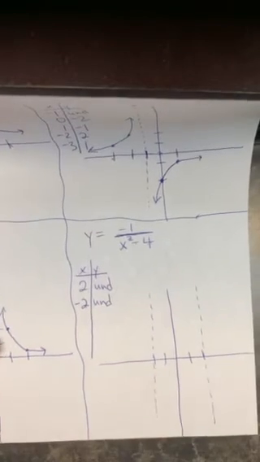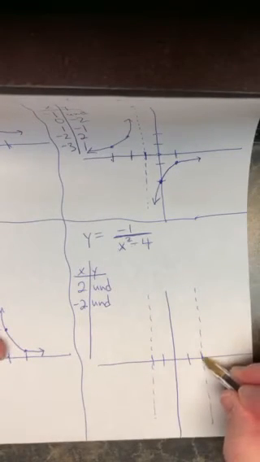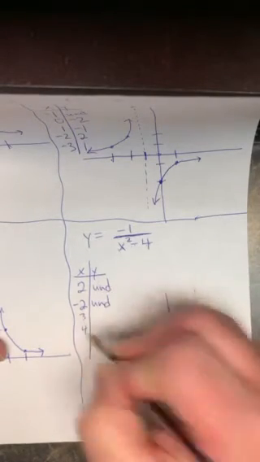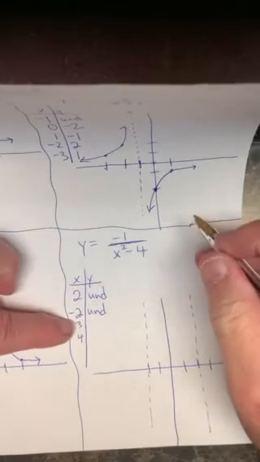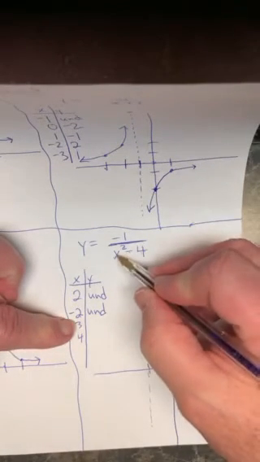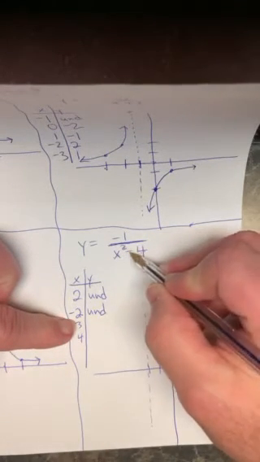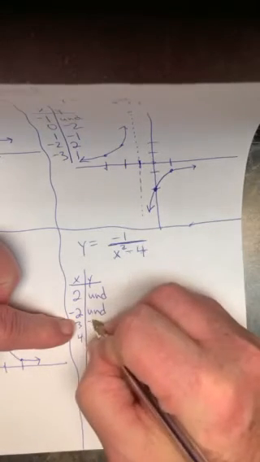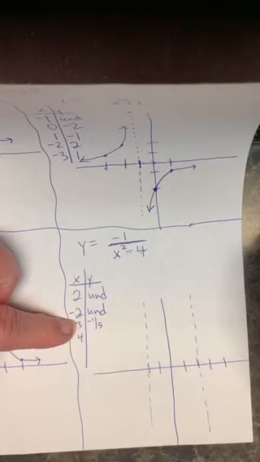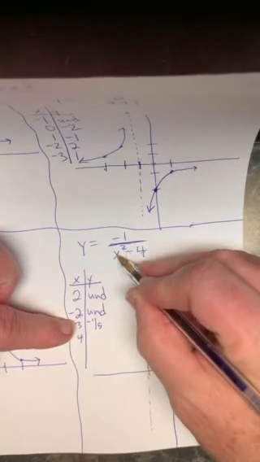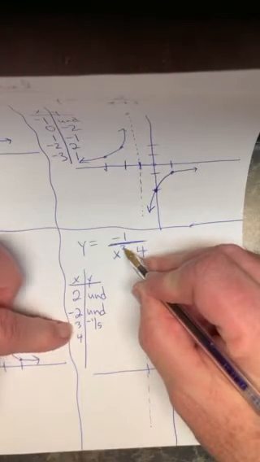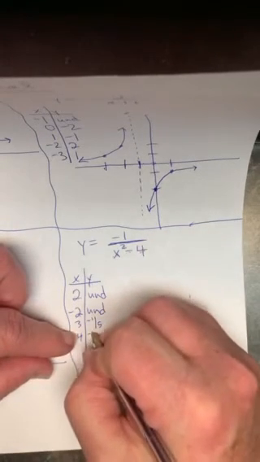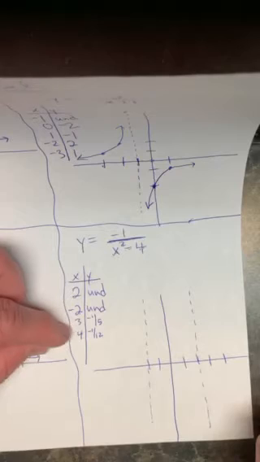Now watch this. Give me two numbers to the right of 2. Wouldn't you pick 3 and 4? Now stay with me when I plug 3 in. What's 3 squared? 9. Minus 4 is 5. So I'd have negative 1/5. Agreed? Plug 4 in for x. 4 squared is what? 16. 16 minus 4 is 12. So that one's only negative 1/12.